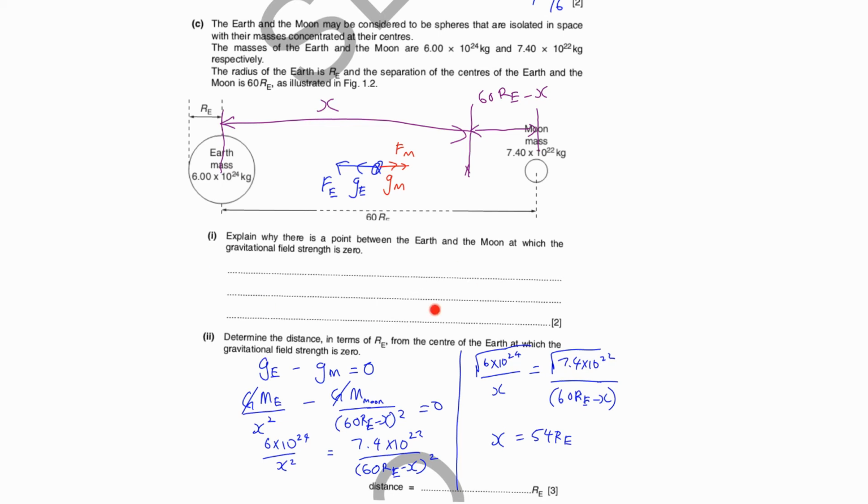Okay, so this is how you explain this here. The force exerted by the Earth and the Moon, or by the Moon and the Earth, same thing, on a test mass will be in the opposite direction.